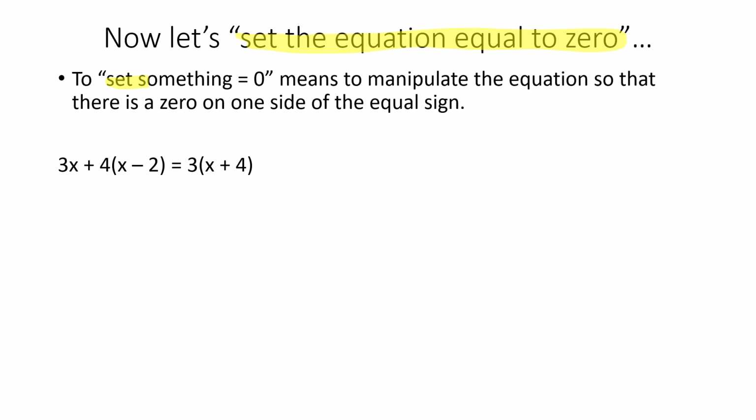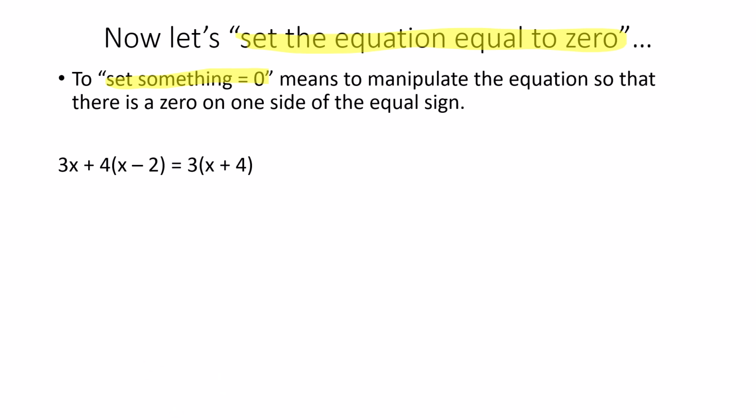To set something equal to 0 means to manipulate the equation so that there is a 0 on one side of the equal sign. So the set means like do some stuff to it. The equation, that's the thing we're working on, equal to 0 means like I should see a 0 in there, and the 0 can be either on the left or the right. It just is on one side of the equal sign. So for the most part, this is going to look the same.